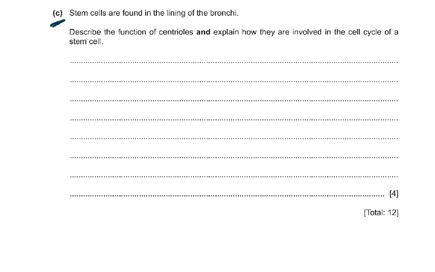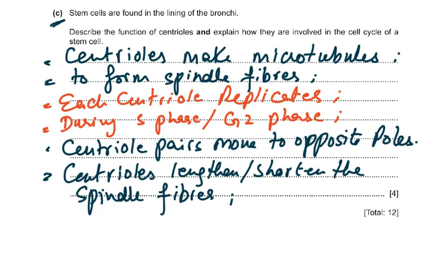So the question was asking you about the centrioles. There's 6 mark scheme points, any four of those could have got you your 4 marks. So centrioles make microtubules to form spindle fibers. Each centriole replicates during, I usually teach it in the G2 phase, but S phase is also allowed. Centriole pairs move to the opposite poles. Centrioles lengthen or shorten the spindle fibers depending upon which stage of mitosis we are talking about.